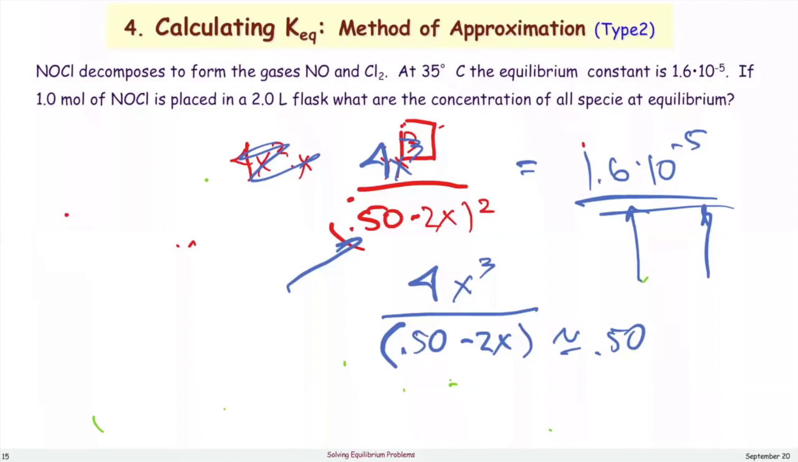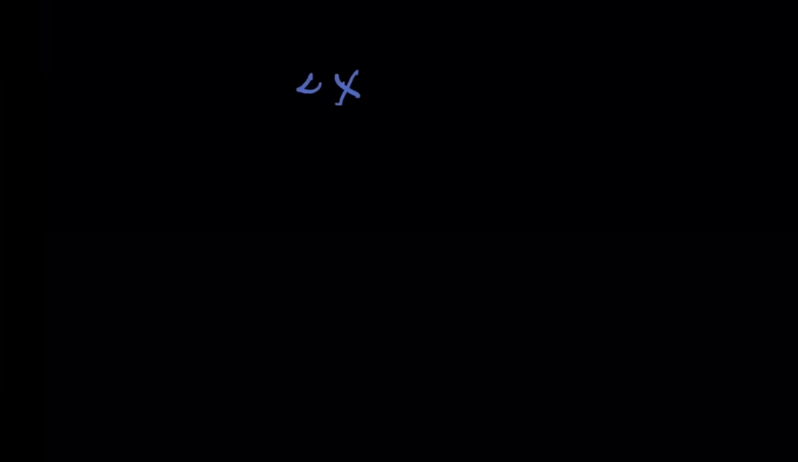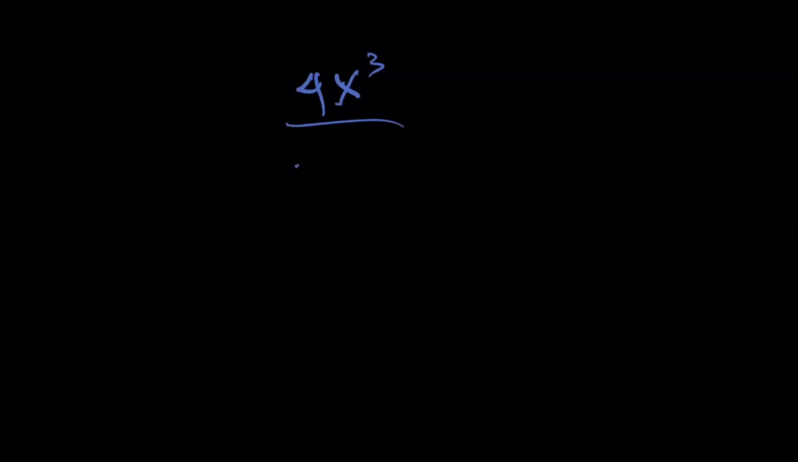That's not to say that the reaction doesn't go. Otherwise, you have no problem to solve. That's to say that 0.50 minus 2x equals 0.50. Guess what happens when you do that? When you have 4x cubed on top, and this term right here, you get that approximation.